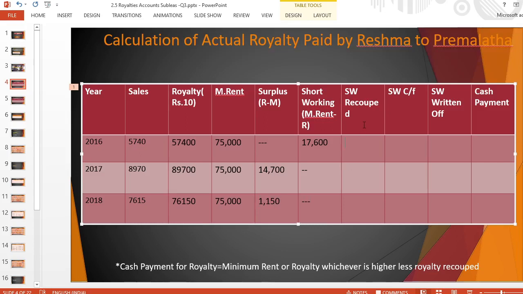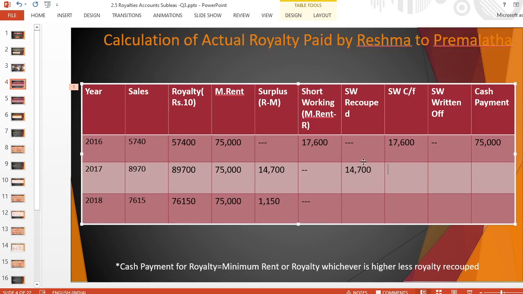After this, short working recoupment. This short working can be recouped within the next 2 years. So in the first year we cannot recoup any balance. The next year, 17,600 carried to next year. No write-off. And the final payment is 75,000. For the second year, surplus 14,700 and short working 17,600, whichever is less. So here the lesser is 14,700, recoupable, and short working carried forward.